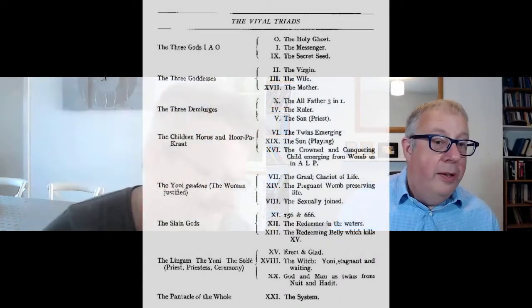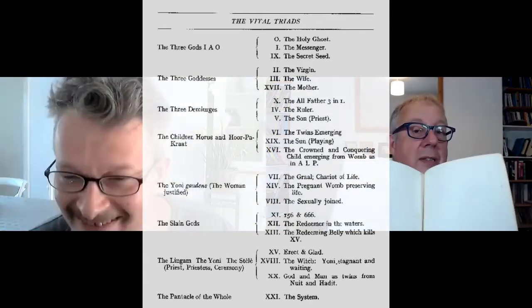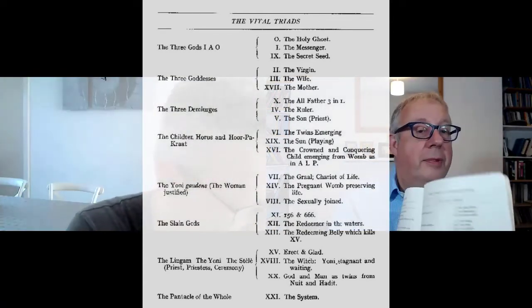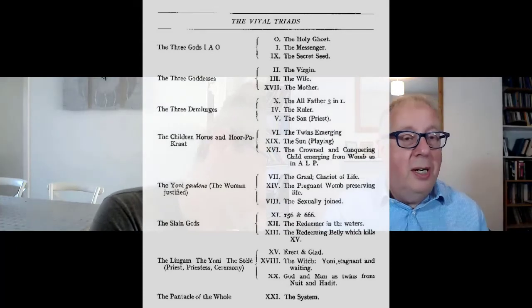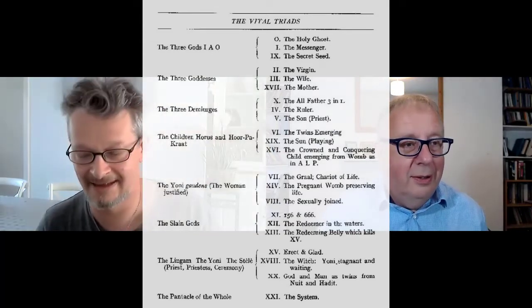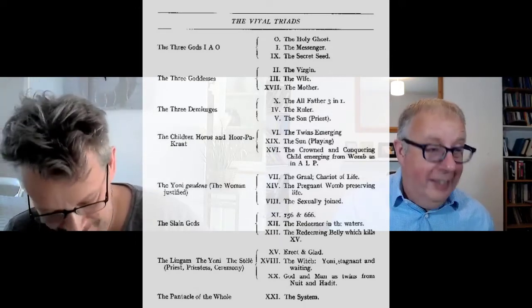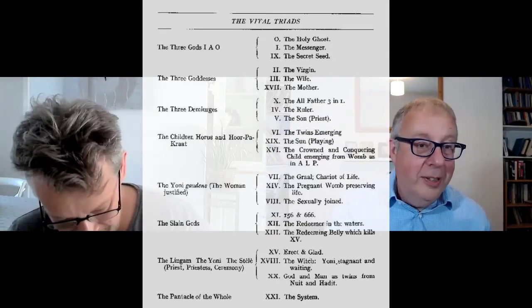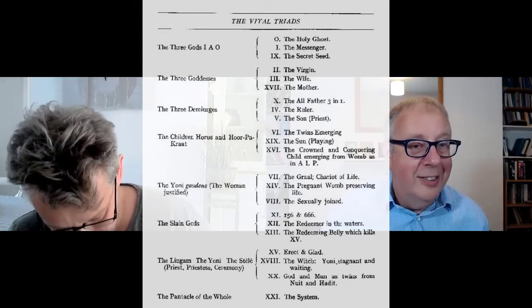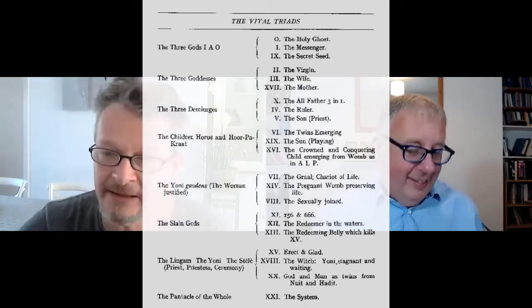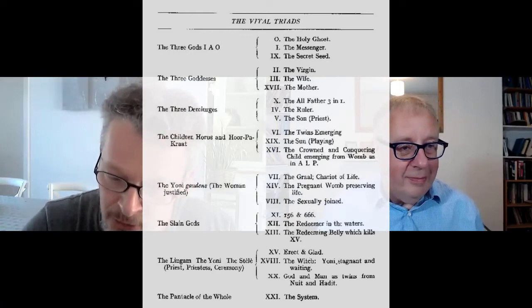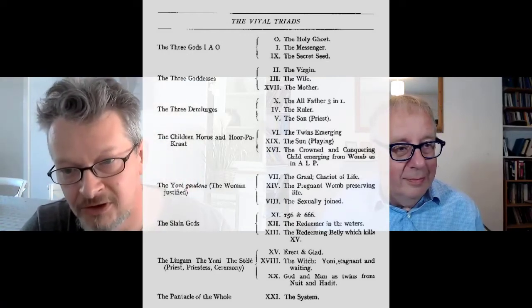So now, the third and last page of the Book of Thoth, look, see, is the Vital Triads. The Vital Triads, yes. As if they weren't important, they're more important, the Vital Triads, than the other triads that we've done. But it's a bit normal. You would expect Crowley to put something important on the last page.